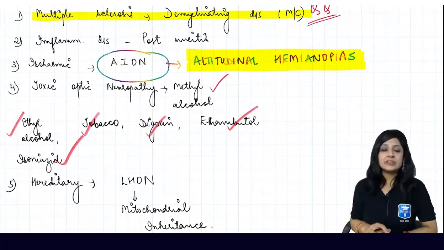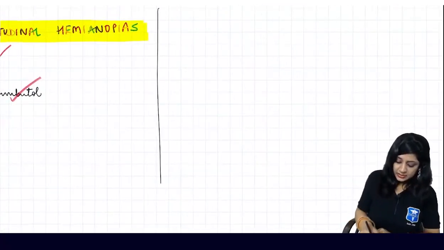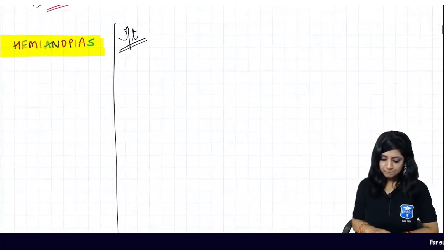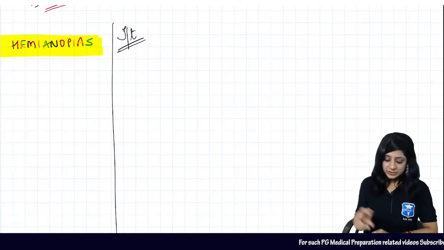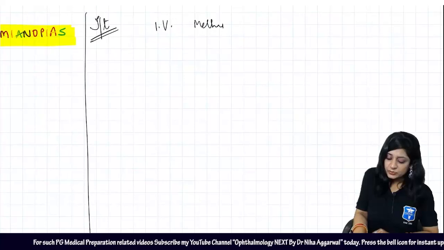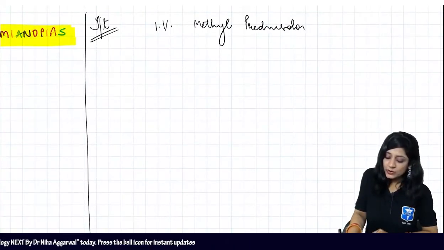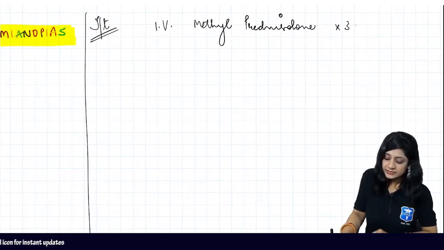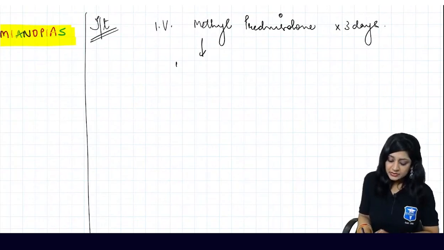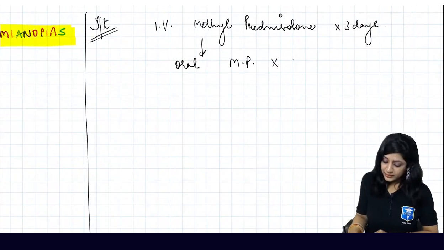So what should be the treatment to complete the case? What treatment should I give to this patient? We have to start with IV methylprednisolone, and you have to give it for 3 days. Then start the oral methylprednisolone. The oral one you can give for 11 days.